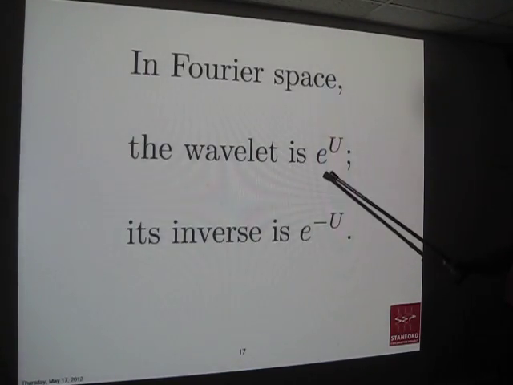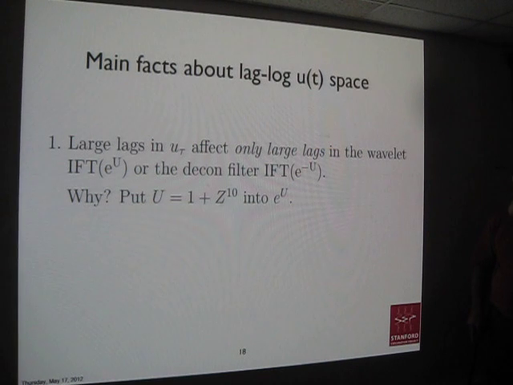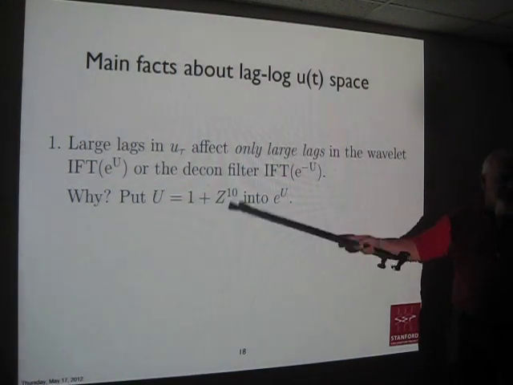And basically, the shot waveform is e to the u, and the decon filter is e to the minus u, so it's nicely parameterized. Now, what are the main facts you need to know about lag-log space? We're unfamiliar with this space, and we're learning about it.